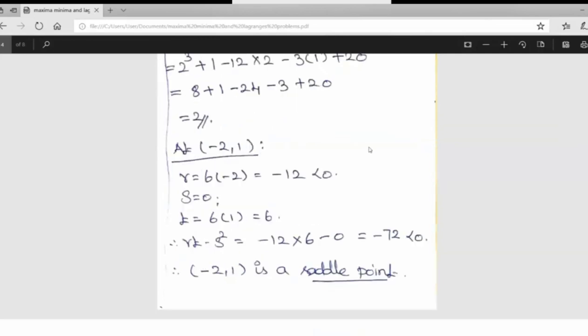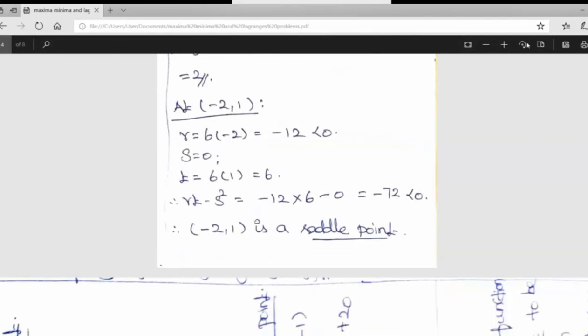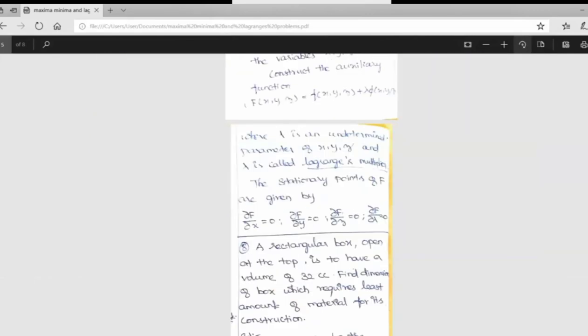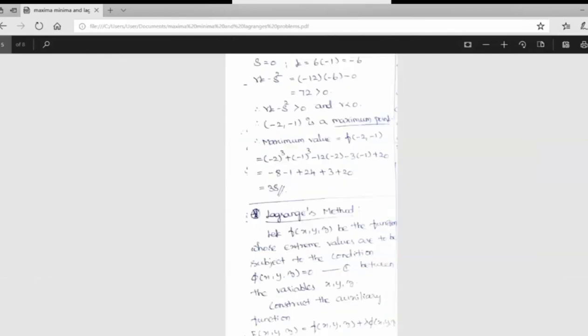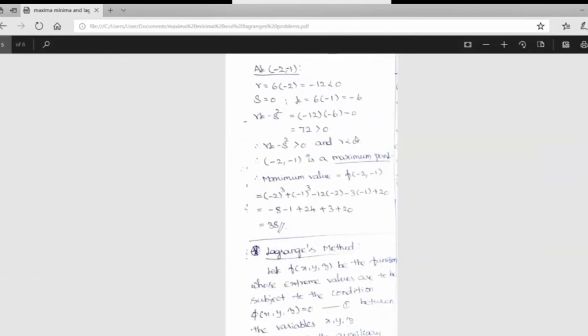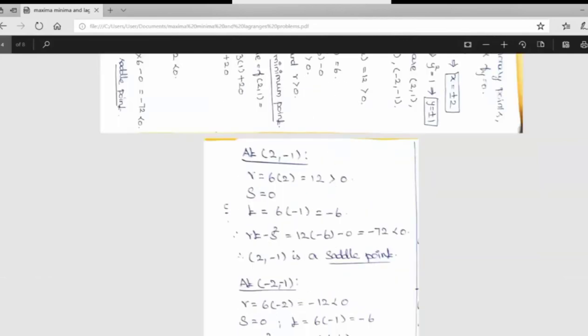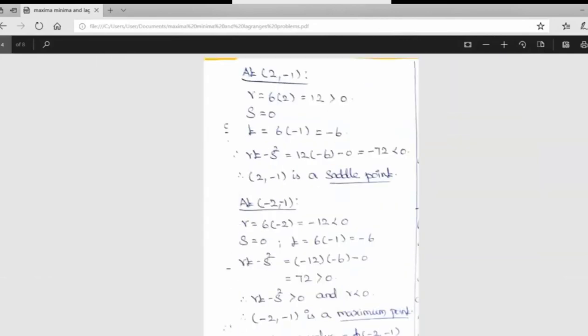So next we can see the other two cases we are having. Similarly, at 2 comma minus 1, we can say that r is greater than 0. In this one, rt minus s square is less than 0, which means it is nothing but the saddle point.